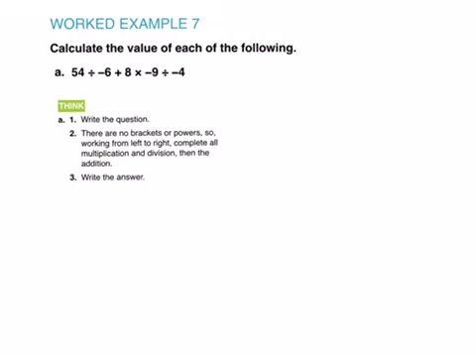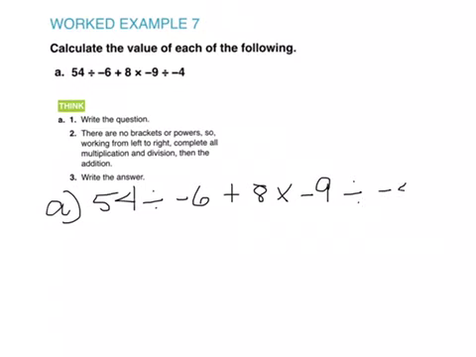Now let's look at the first one. Here we have a combination of division, multiplication, addition or subtraction. So what's the first step that we need to do? First of all, write the equation. Okay, so here we go. Let's write the equation: 54 divided by negative 6 plus 8 times negative 9 divided by negative 4.